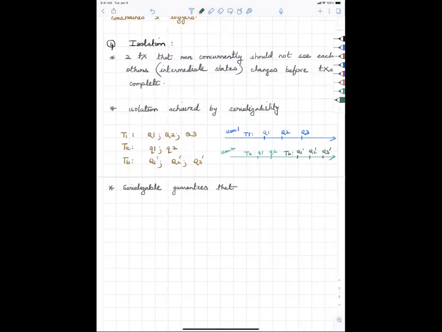So serializability will guarantee that the database output will look like either T1 followed by TA, TB, or it could be TA, T1, TB, or it'll look like TA, TB, T1. I guess those are the only options, right?